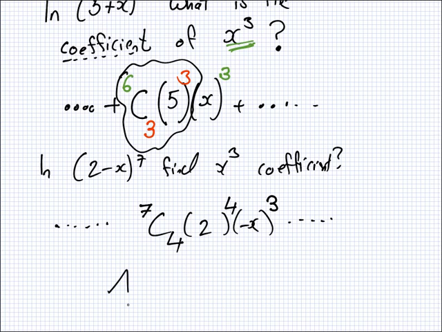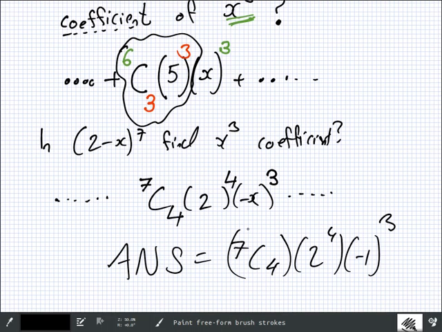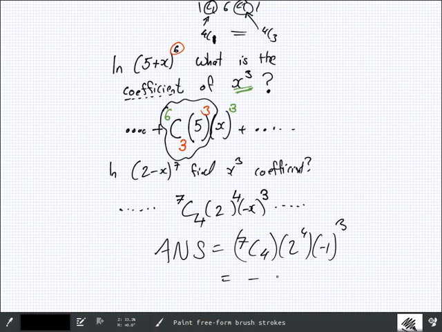Okay, so the answer then is 7C4. Oh, thank you, I forgot about that guy there, didn't I? 2 to the power 4, times minus 1 cubed. Yeah, the minus here. And you don't need to write the x cubed. Can someone type that in, please? Minus 560. What is it? 560? 560?